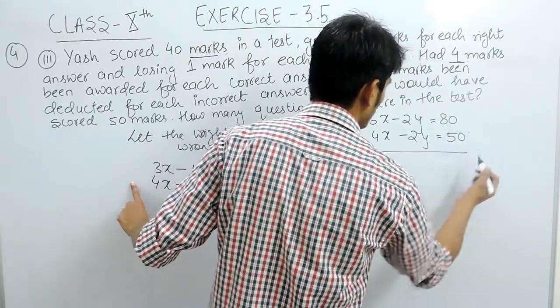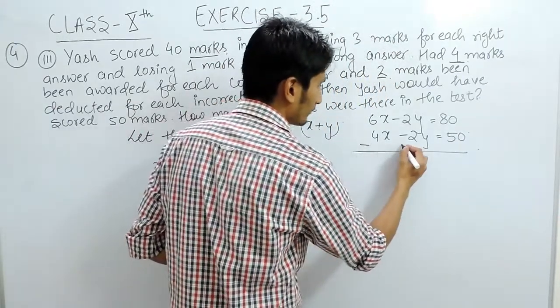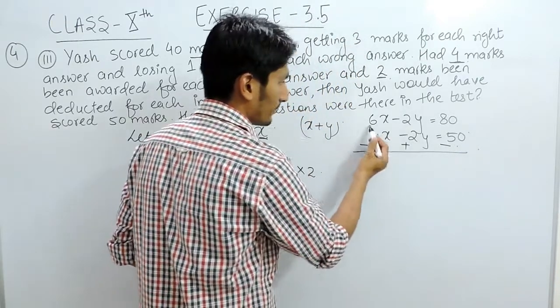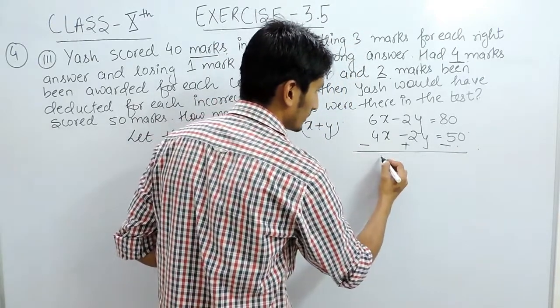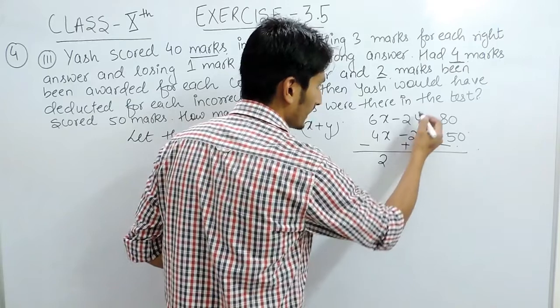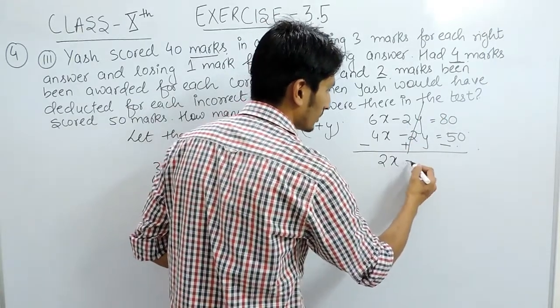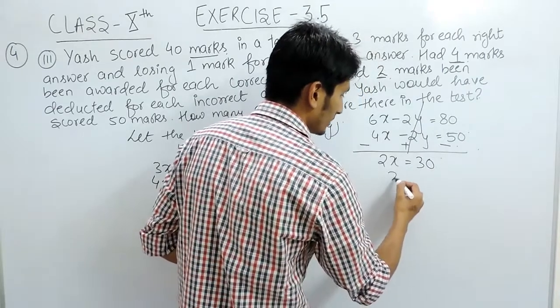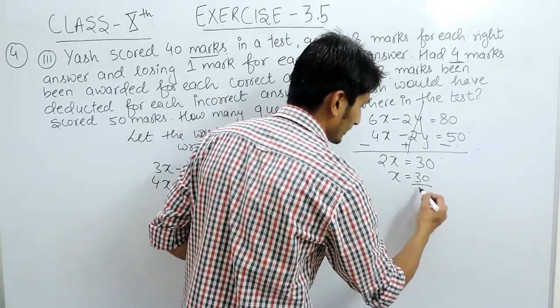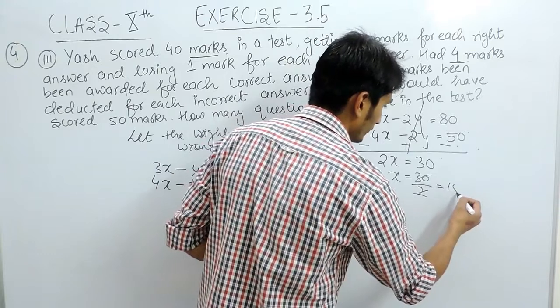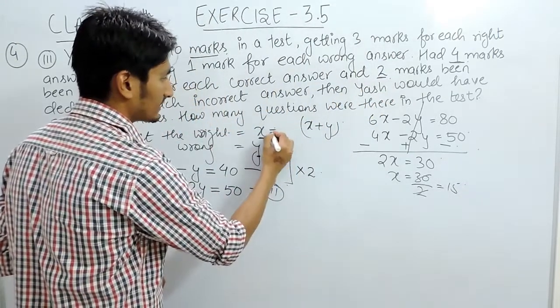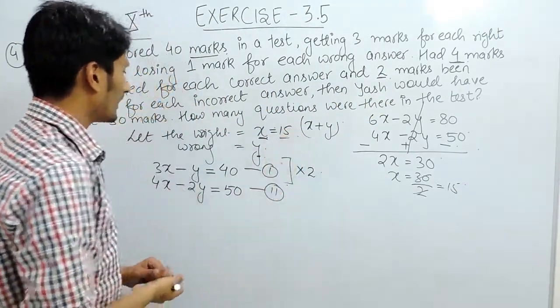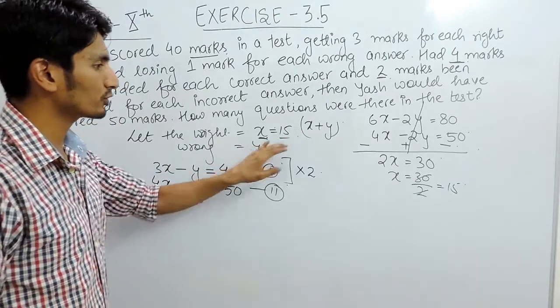Now you can subtract these two equations. For that you have to change the sign. So plus minus is minus, 6 minus 4 is 2x. This plus minus can be cancelled out, and 80 minus 50 is 30. So the value of x must be equal to 30 by 2, which is equal to 15. So in this case the number of right answers which he marked is equal to 15.